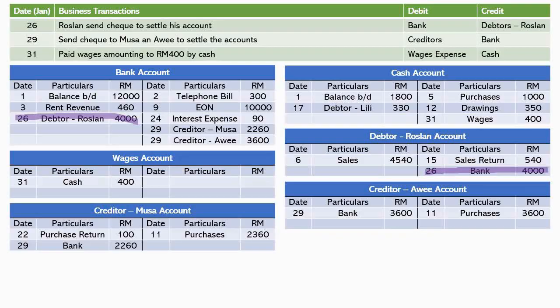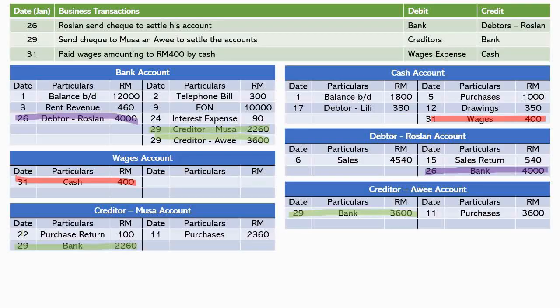Okay, lepas tu Musa dengan Awi pun sama. Dia pun bayar hutang dia. So debit creditor Musa, kreditkan bank. Debit kreditor Awi, kreditkan bank. Okay. Lepas tu debit wages, kredit cash.